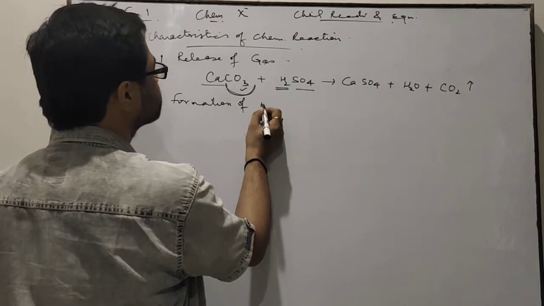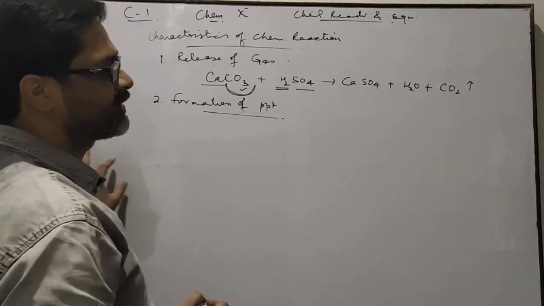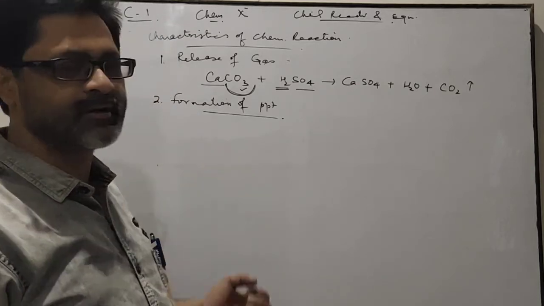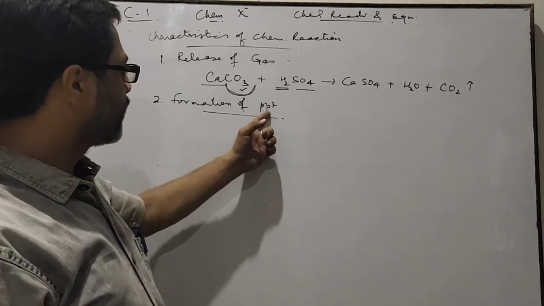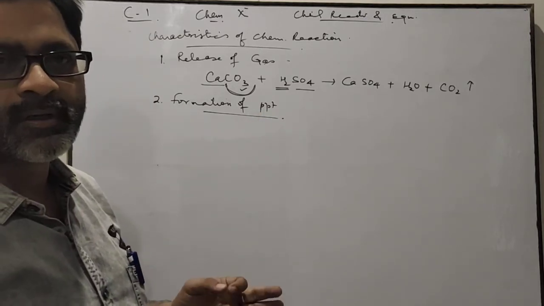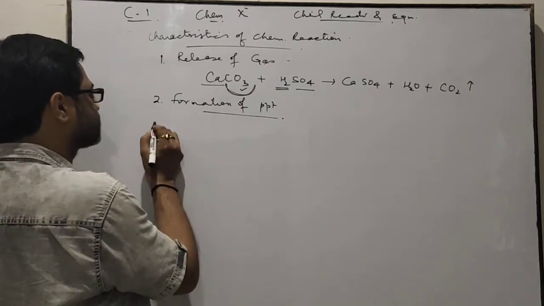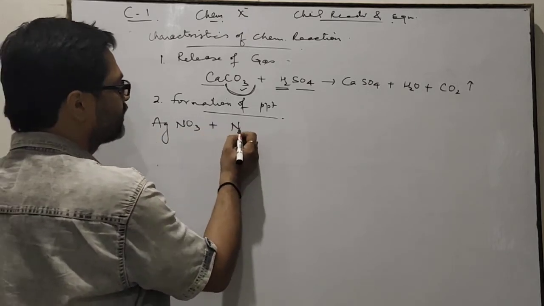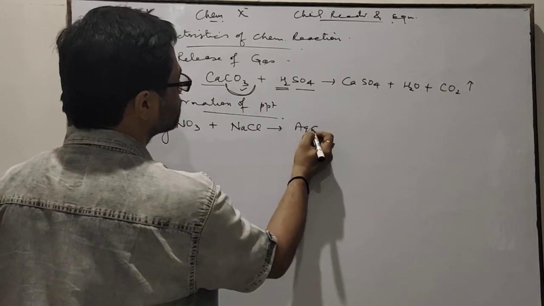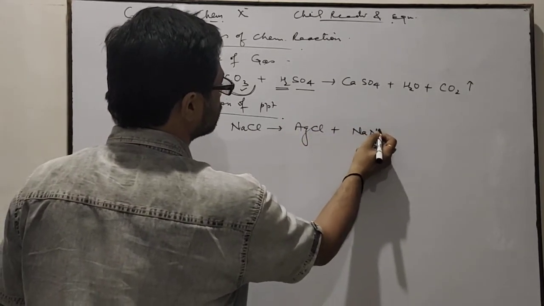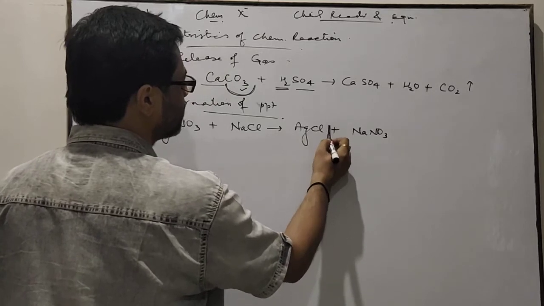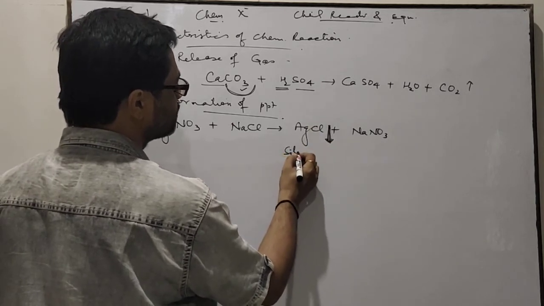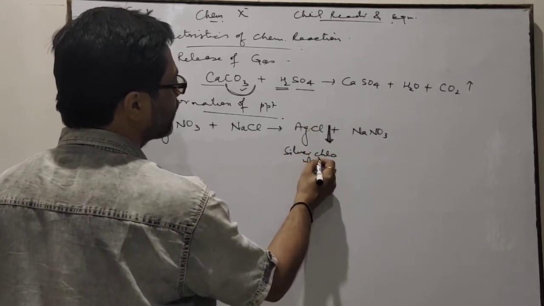Formation of precipitate. What is precipitate? Precipitate is solid insoluble substance which is formed generally in a chemical reaction. Formation of precipitate confirms the chemical reaction. See here one example, AgNO3. This one is silver nitrate. On reaction with sodium chloride gives silver chloride and NaNO3. This sign is used to indicate the formation of precipitate, arrow on lower sides. This one is silver chloride, white precipitate.